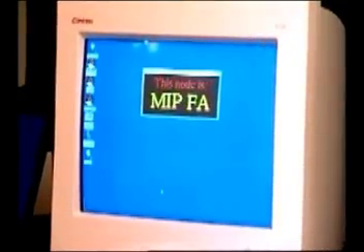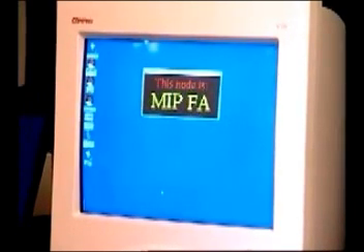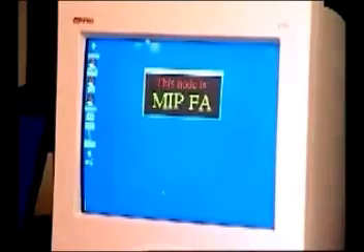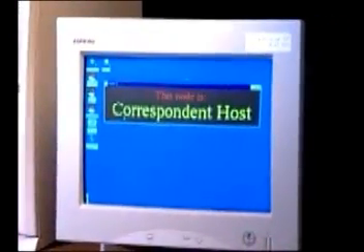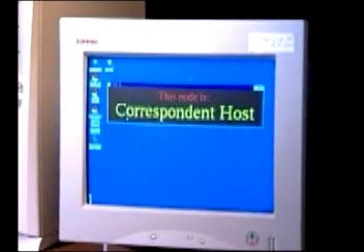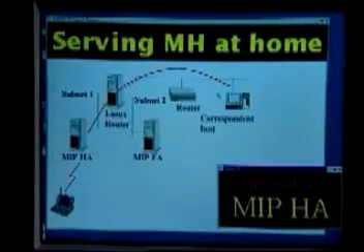This machine is the mobile IP foreign agent. It is on a different subnet from the mobile IP home agent, and it also has a wireless interface. Over there is the correspondent host. Now let's begin the demonstration of mobile IP. We're now looking at the display on the mobile IP home agent. Up here we see the status. It's serving the mobile host at home.